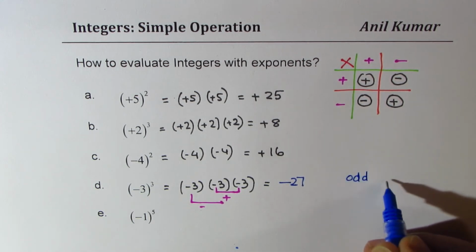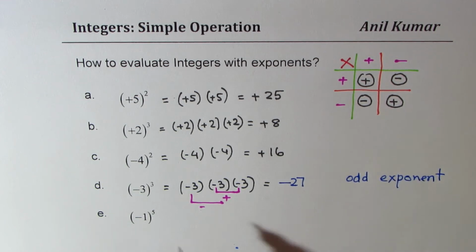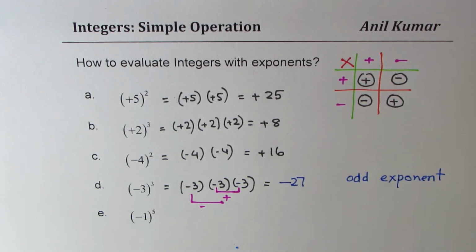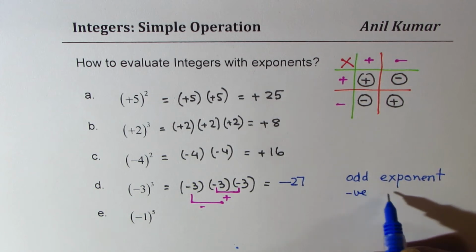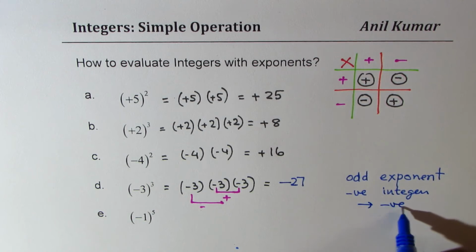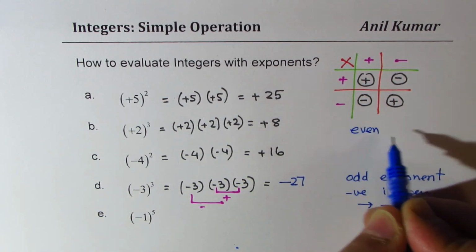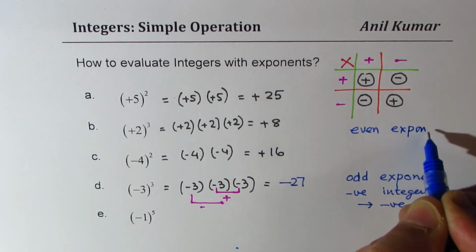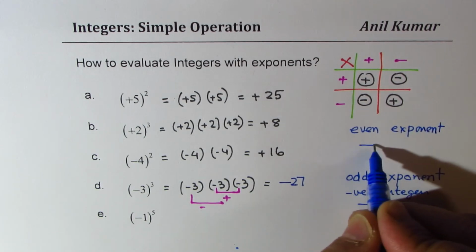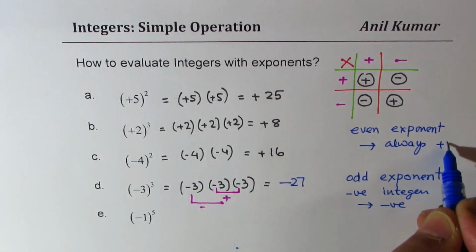Odd exponent. Do you see that? So if the exponent is odd, then a negative integer becomes negative. But if we have an even exponent, then the result is always positive. Do you see that?